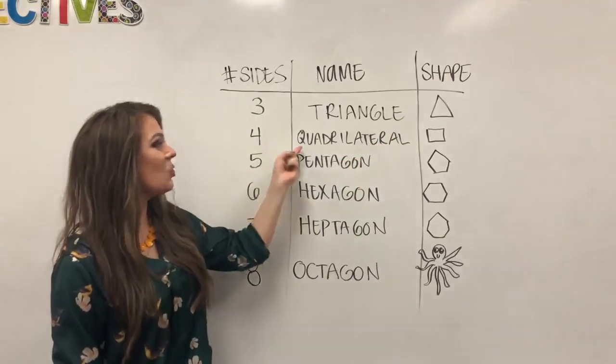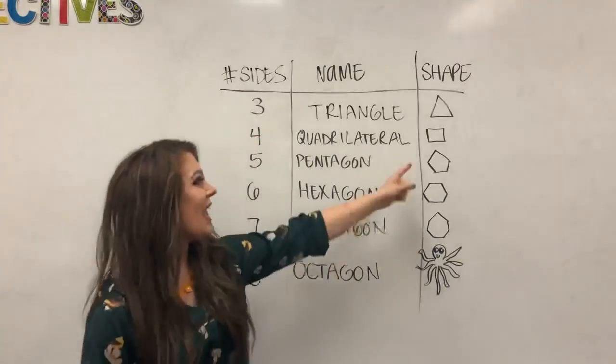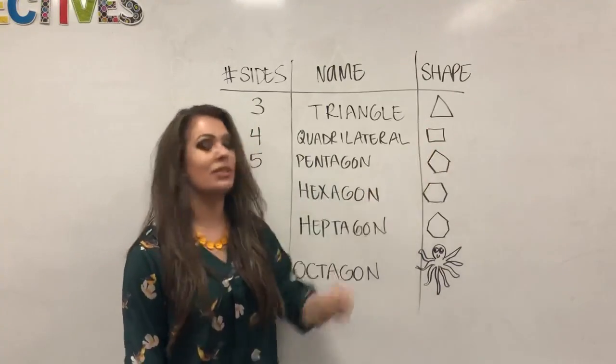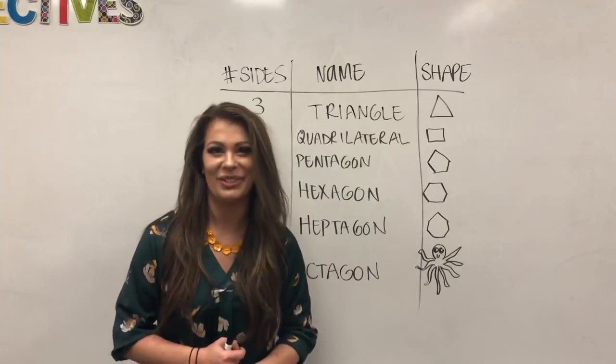4 sides, quadrilateral. You should know this, please tell me you do. And it's got 4 sides. Could be a square, could be a rhombus, could be a rectangle. We have a lot of options for quadrilaterals, right?